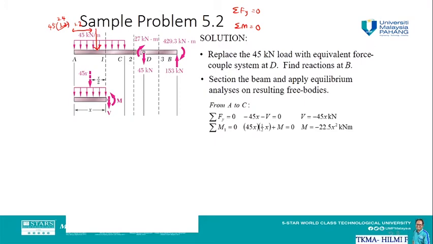45x minus V equal to 0, and we are going to get V is equal to negative 45x. So the value of V is going to be from 0, the minimum, when x is equal to 0, then V is going to be 0, and when x is equal to the maximum distance 2.4, then V will be equal to negative 108 kilonewton.